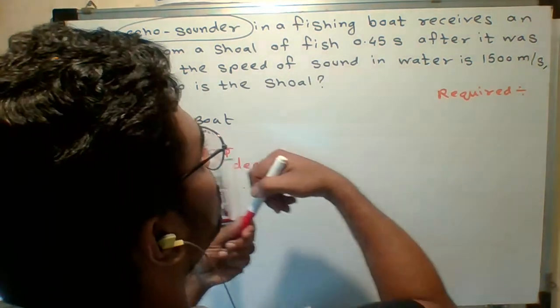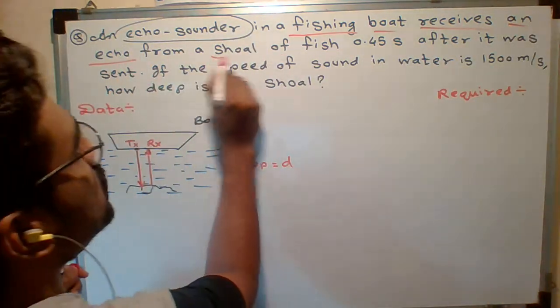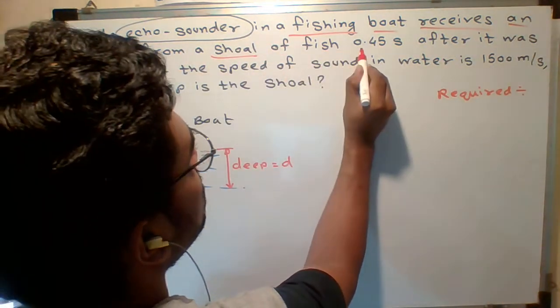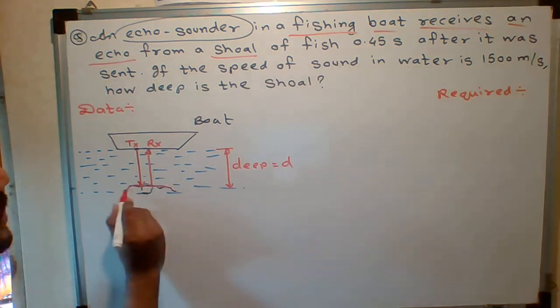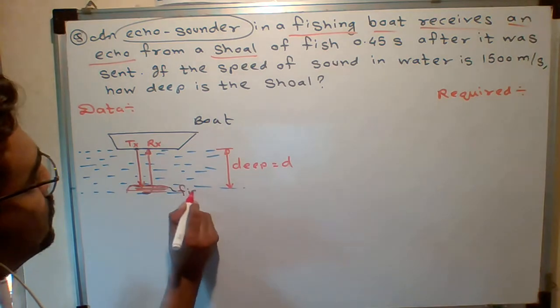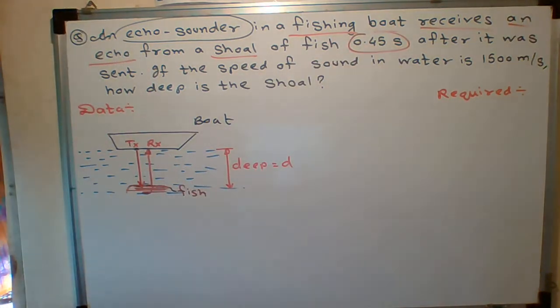The fishing boat receives an echo from a shoal of fish. Shoal of fish means this is a fish. It is received 0.45 after it was sent.